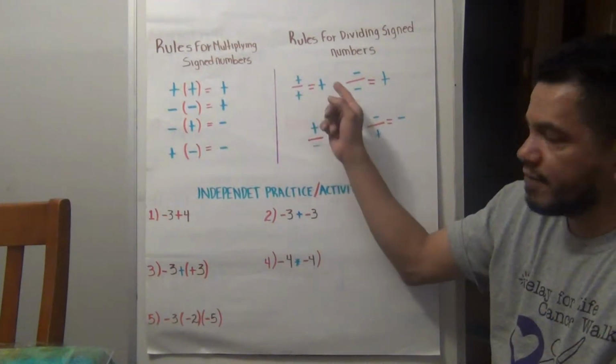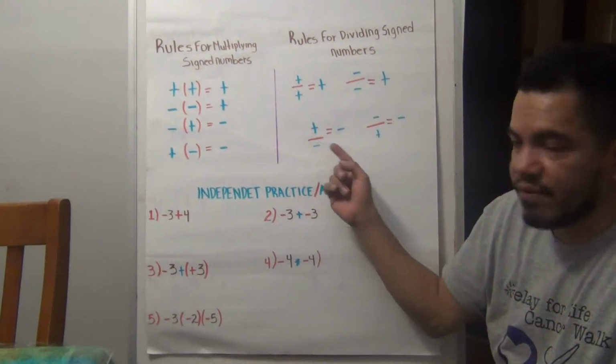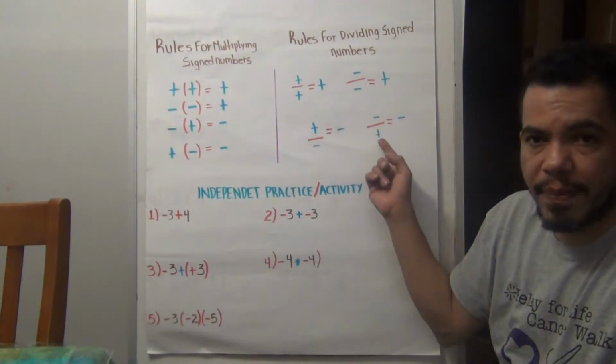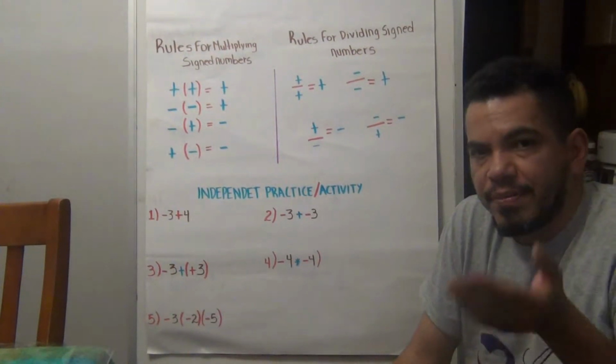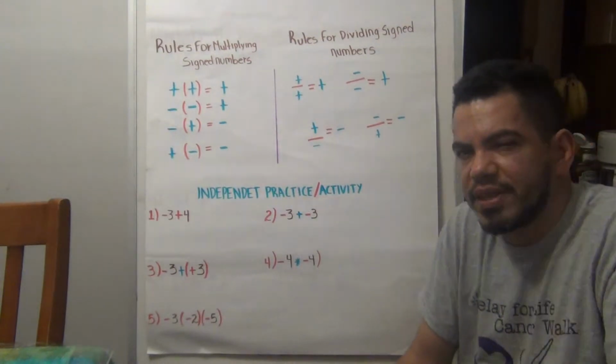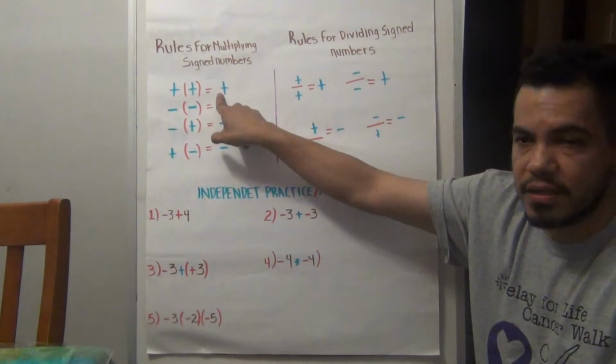The same thing goes for division. Positive divided by positive is positive. Negative divided by negative is positive. Positive divided by negative, negative. Negative divided by positive, negative. If you cannot remember mathematical vocabulary, then remember this: the friend of my friend is my friend.